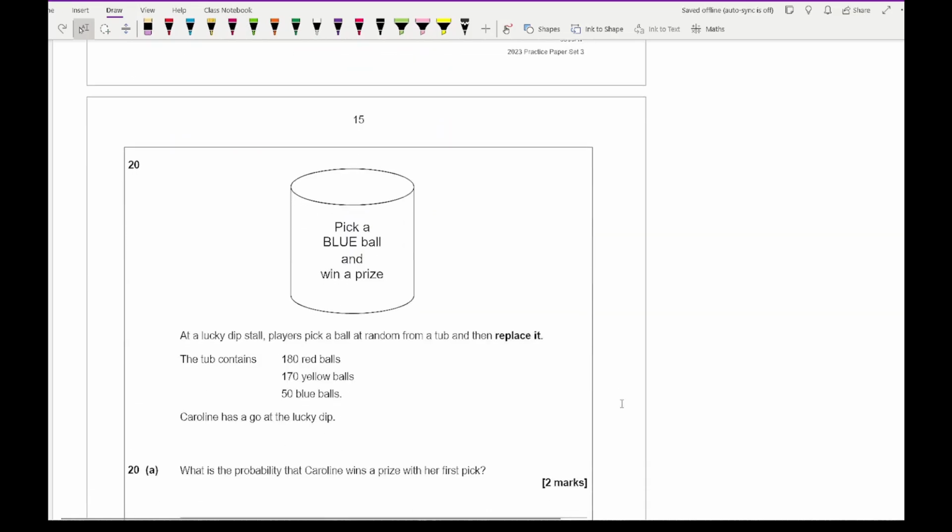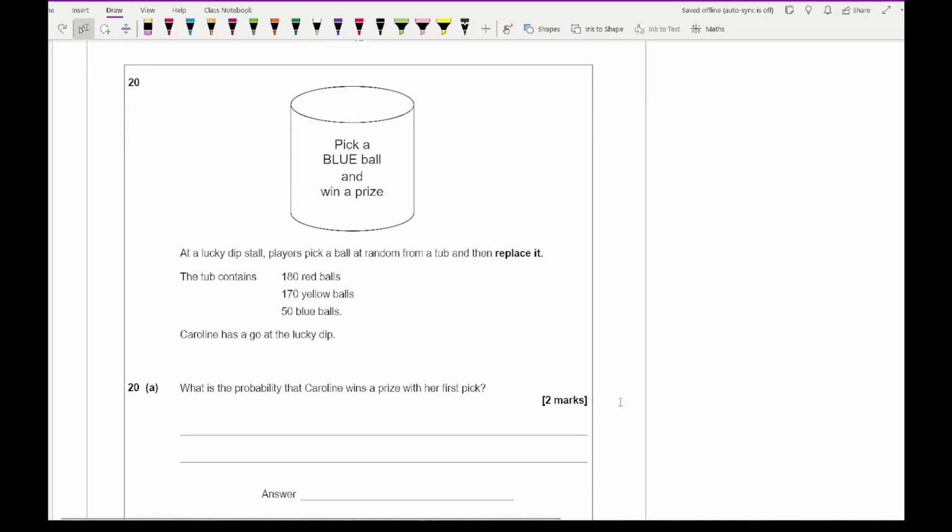Then moving on to question 20, it says that a lucky dip stall players pick a ball at random from a tub and then replace it. Tub contains 180 red balls, 170 yellow balls, 50 blue balls, and Caroline has a go at the lucky dip. And the question is asking us, what is the probability that Caroline wins a prize on her first pick? So the prize is if you get a blue ball, you win. So how many blue balls are there? There's 50. And then how many balls are there altogether?